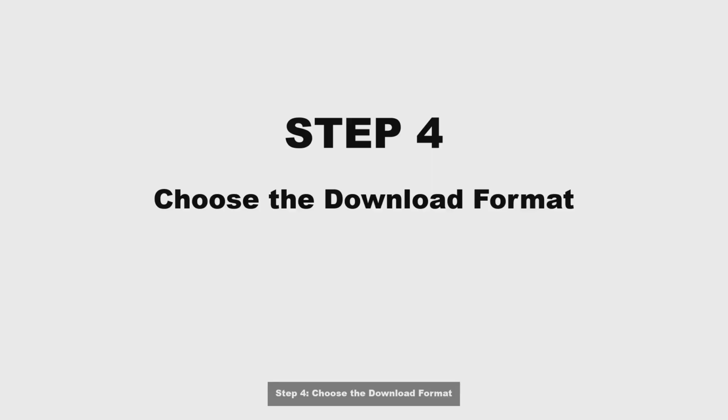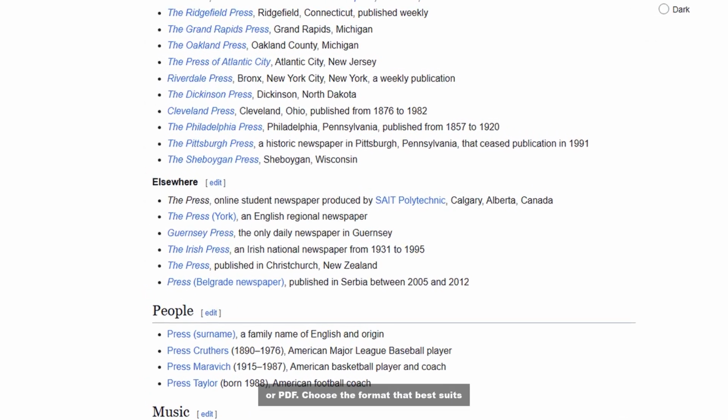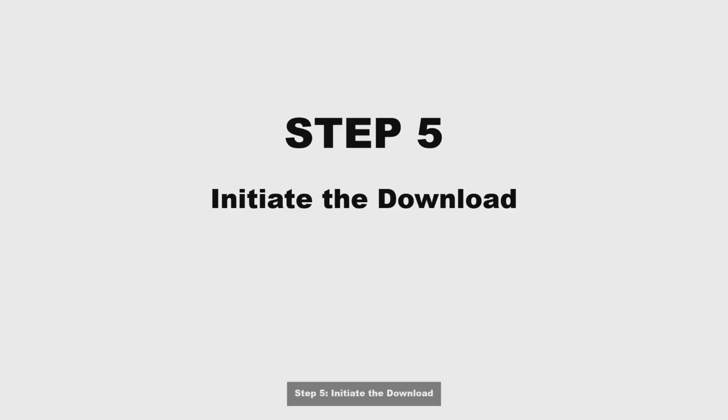Step 4. Choose the download format. After selecting the data, look for download options. Common formats include CSV, Excel, or PDF. Choose the format that best suits your needs.